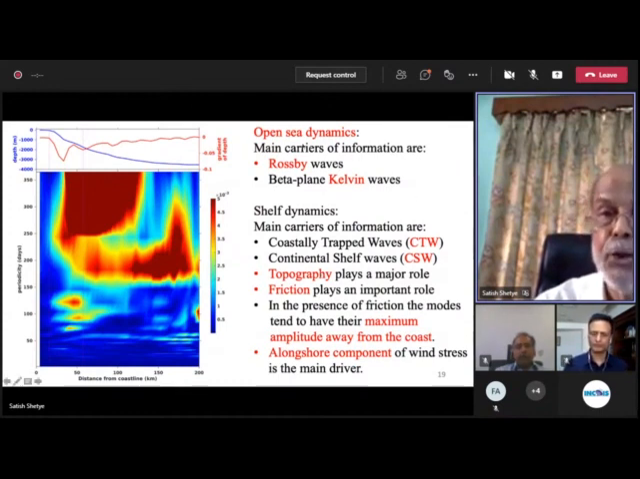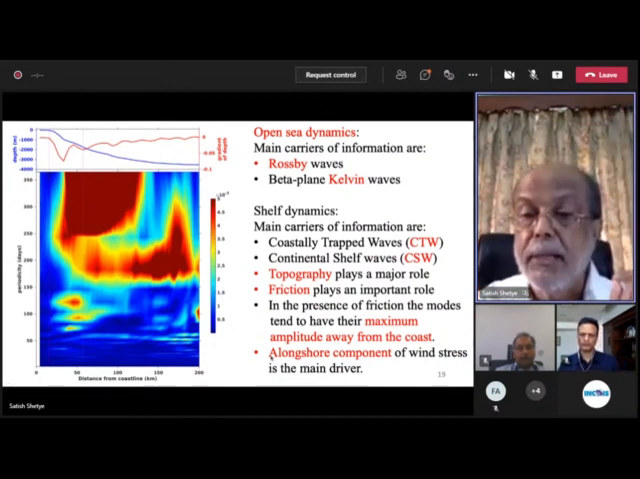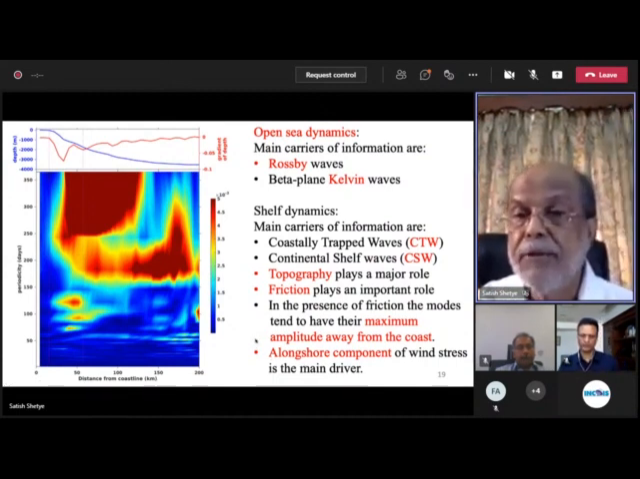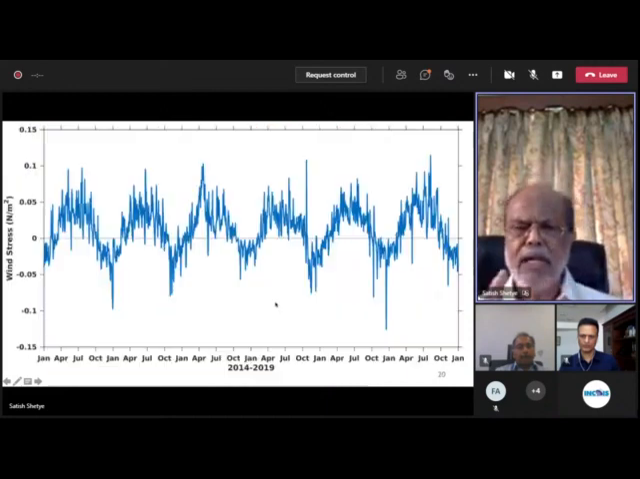Now, I mentioned to you the curl of wind stress, and the wind stress itself drives the Rossby waves and the Kelvin waves. Here, we have the longshore component of the wind stress as the main driver to drive the continental shelf waves or the coastally trapped waves. So this is the main difference.